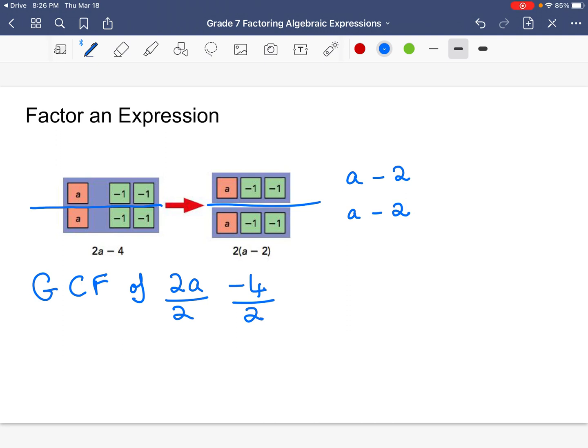So let's look at the GCF. 2a divided by 2 leaves a, and negative 4 divided by 2 leaves negative 2. Put them in parentheses. We divided by 2, so put 2 on the outside. So we have 2 a minus 2's, which is what the picture represents.